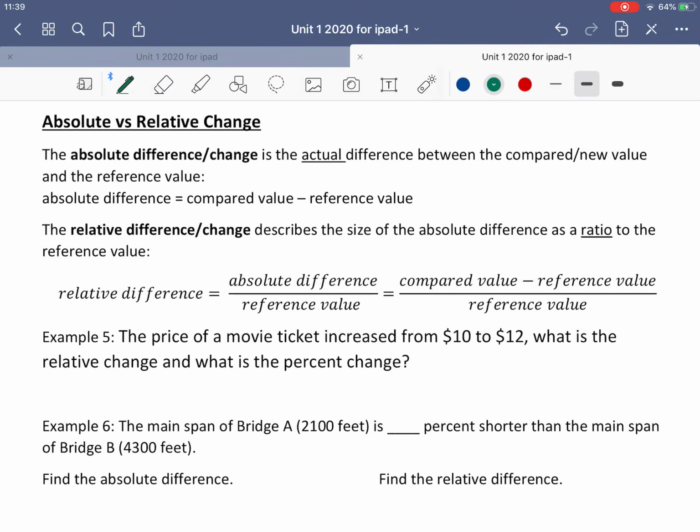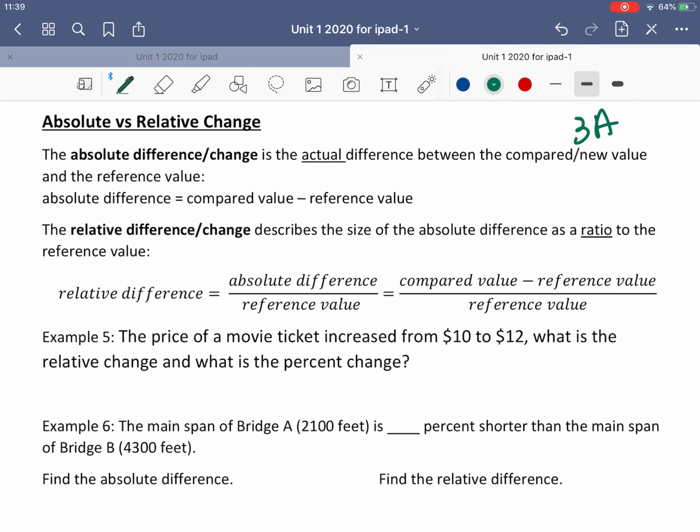So this is our third video for 3A, and we're going to talk about absolute and relative change. Some problems will come right out and ask you for the absolute or relative change or difference, and some won't. Some will use other phrases to let you know that that's what they're after. So what is the absolute and relative change, officially, and difference?